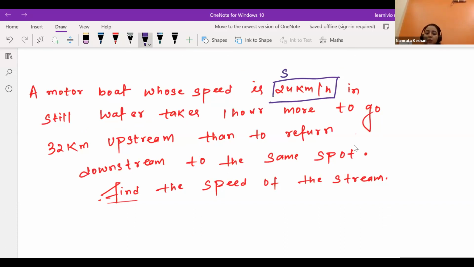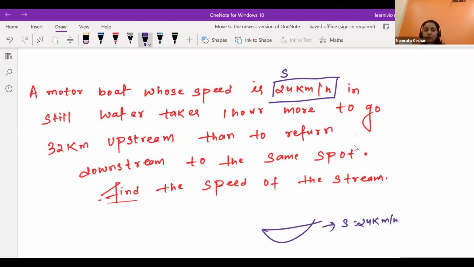Speed is 24 kilometer per hour. A boat is there whose speed we know, that is 24 kilometer per hour, in still water. In still water, this is the speed. Why does it say the speed in still water is given? Because if you ride a bicycle, you must have experienced that if you are going in the direction of the wind, you have to apply less effort, and if you are going against the direction of the wind, then you have to apply more effort.